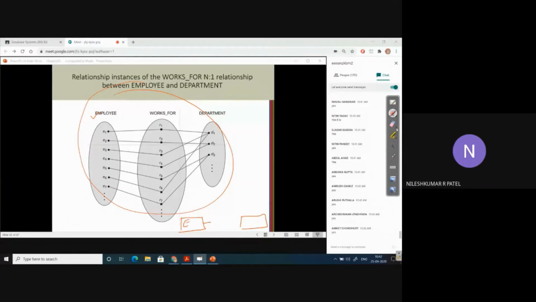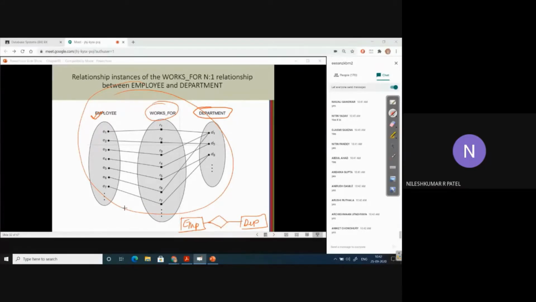So, employee entity type: how do we represent it? As a rectangle box. And we represent department as a rectangle too, right? So let me draw that. Employee and department. And how do we represent a relation? We represent a relation by a diamond, so there is a diamond between them.